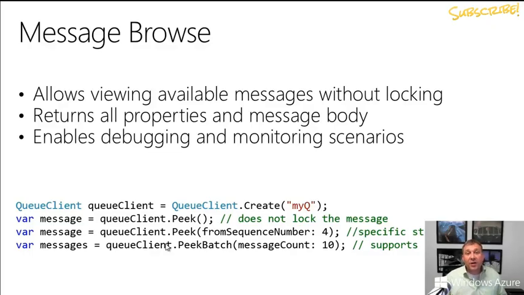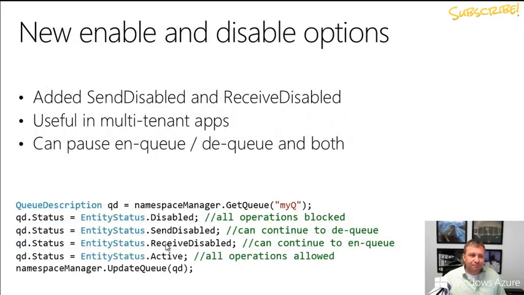So if you're building diagnostics tools or you want to inspect the content of, let's say, the dead letter queue, that's what I meant, then you can do that. So several options here. You have a peek where you can start from the sequence number, and you can also do a batch operation. So that gives you a way to diagnose, to kind of peek into the state of a queue. And so if you're building some tooling, you can use that functionality for that.